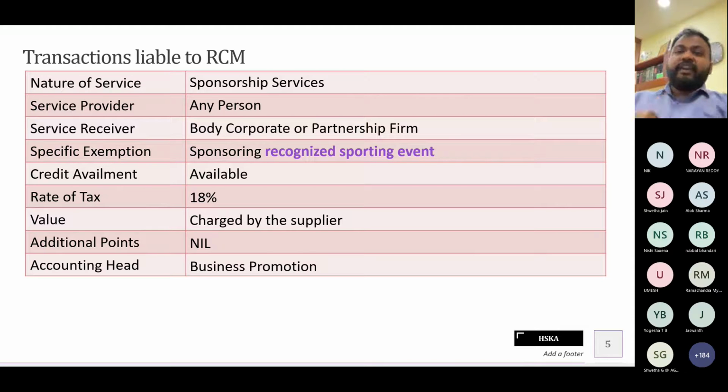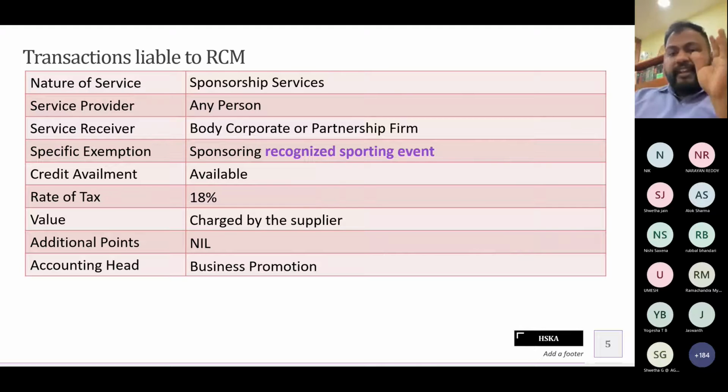Okay. There is a specific exemption which has been given here. When you sponsor a recognized sporting event, so when BCCI organizes World Cup, which is a recognized sporting event, the sponsoring entity is not required to pay tax under reverse charge mechanism because there is an exemption available. Okay, but IPL is not a recognized sporting event, and so it will be liable to tax.